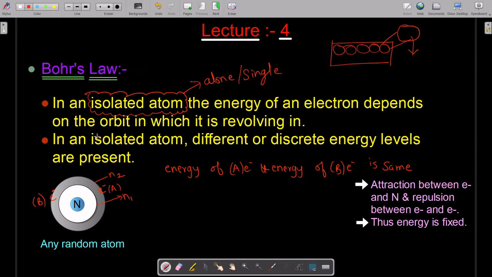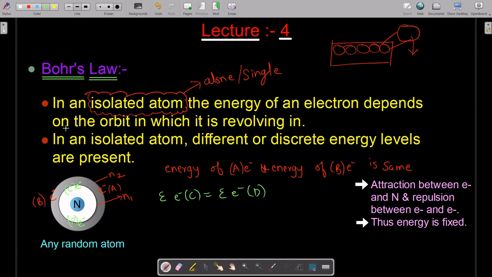The second line is that in an isolated atom, different or discrete energy levels are present. What does this mean? Before that, let's suppose these are the electrons revolving in the N1 shell, and I'm considering them as C electron and D electron. Again, the energy of C electron is equal to the energy of D electron. Why? Because they are revolving in the same shell or the same orbit.